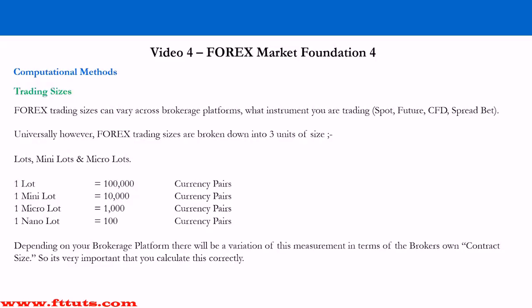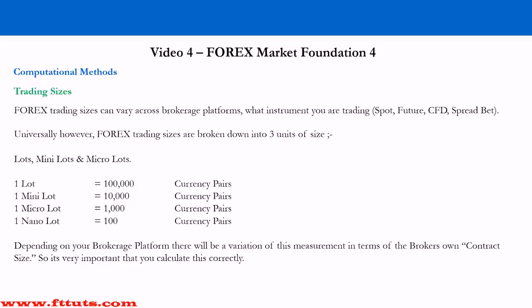Now, one lot is basically 100,000 currency pairs. A mini lot is 10,000 currency pairs. A micro lot is 1,000 currency pairs. And a nano lot, depending on the platform you're on, is 100 currency pairs. Nano lots tend to be available in the UK, Europe, and Asia. In the US, not so much. But depending on your brokerage platform, there'll be a variation of the measurements in terms of the broker's own contract sizes, depending on the product that you're trading and the platform that you're trading on.